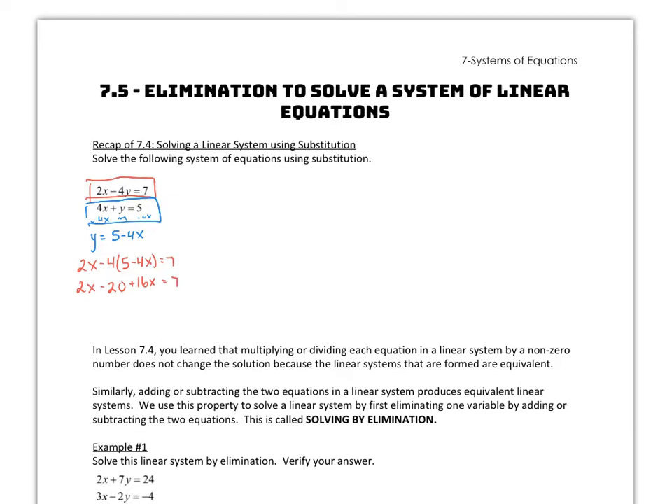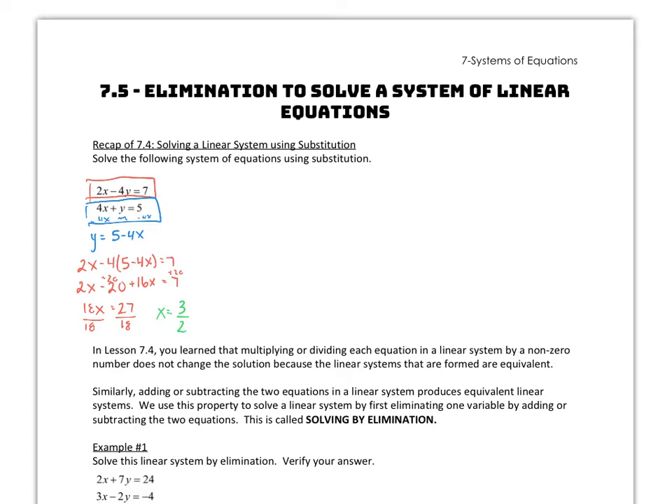2x and 16x equals 18x, and I'm going to move my 20 to the other side by adding 20, so that equals 27. Divide both sides by 18, and we get that x equals, reducing this fraction by dividing both the top and the bottom by 9, I get 3 over 2.